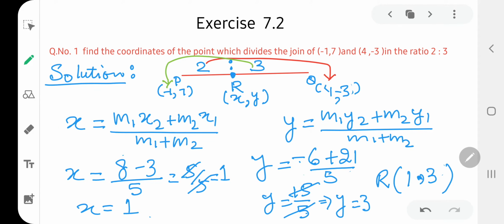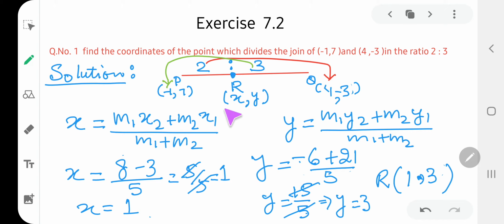Now the first question of the exercise 7.2 is find out the coordinates of the point which divide the join of -1 and 7 and 4 and -3 in the ratio 2:3. So children, in this question what is given to us? First of all, we have to see what is given in the question. We are given a line segment P and Q. Its end points are given as -1 and 7 and the other end point is 4 and -3, and the ratio is given by 2:3, that is m1 is 2 and m2 is 3.